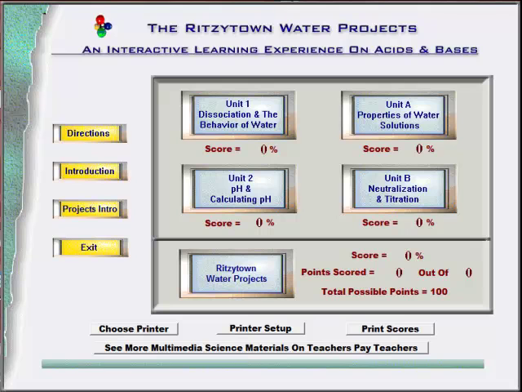So that was a quick overview of the Ritzytown Water Project's Acids and Bases software. At the end, students can print out their scores. They get a score for each of the 4 quizzes, and they also get scored for their results of the final project.